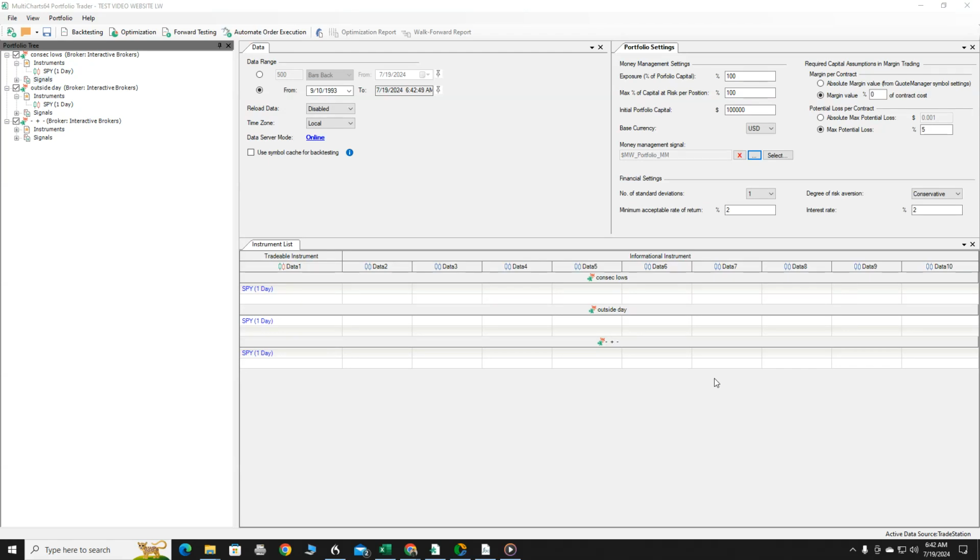Money Management Method 2 in Portfolio for MultiCharts. In the previous video, we discussed Money Management Method 1. In this video, we're going to discuss Money Management Method 2.